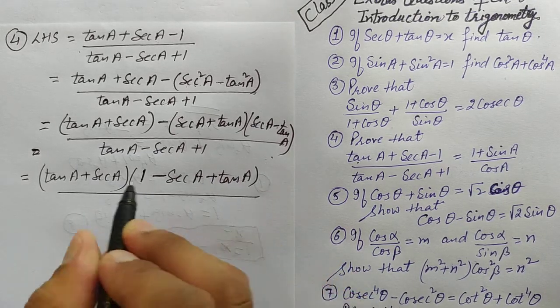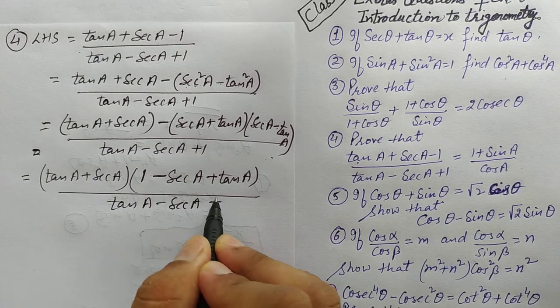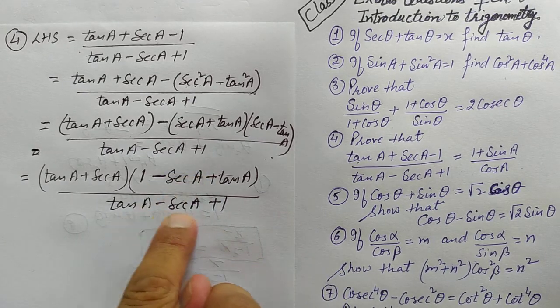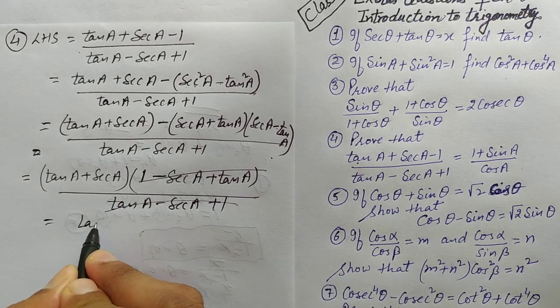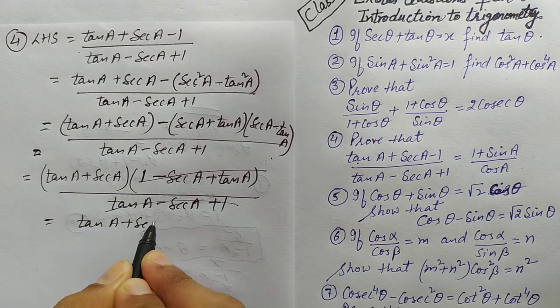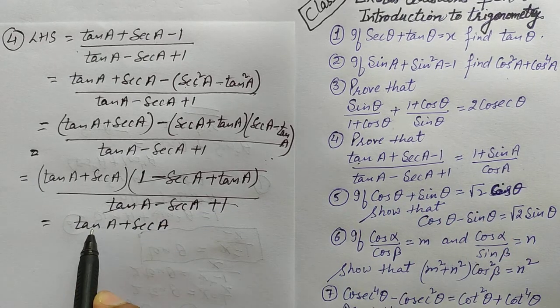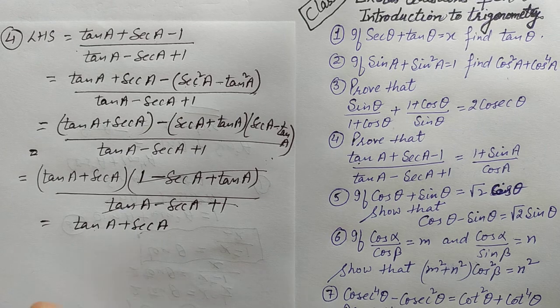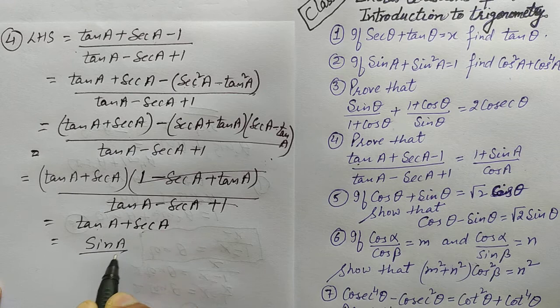If you see the denominator, that is totally same as this part. It is same, see here. So this will be cancelled with this. So we are left with tan a plus secant a. So is it proved? No, no problem. So what we do now? Now we'll change tan and secant into sin and cos. So you know what is tan? Tan is sin a over cos a.